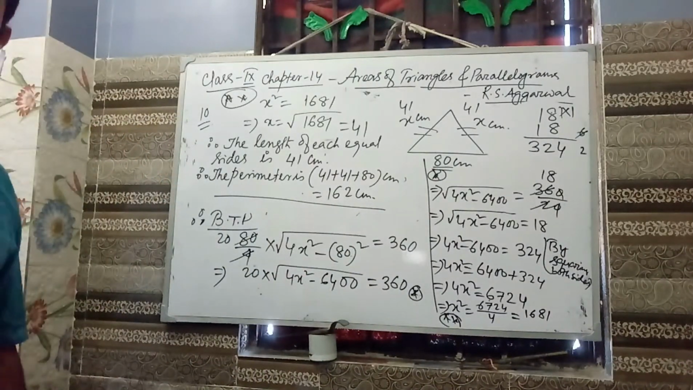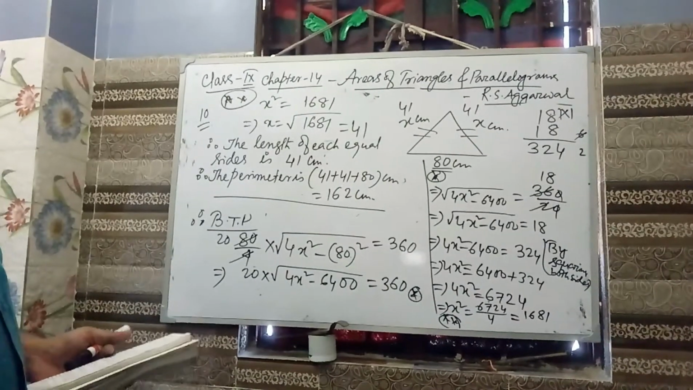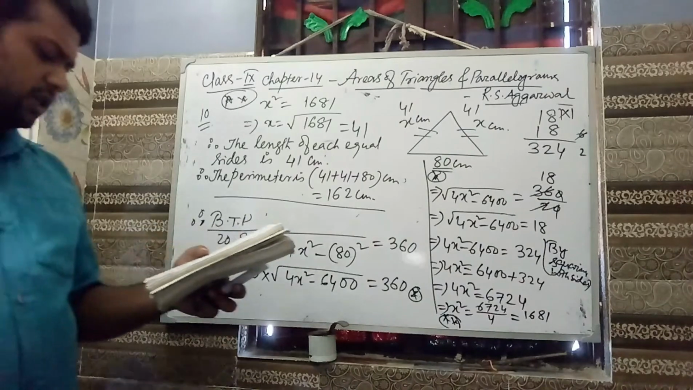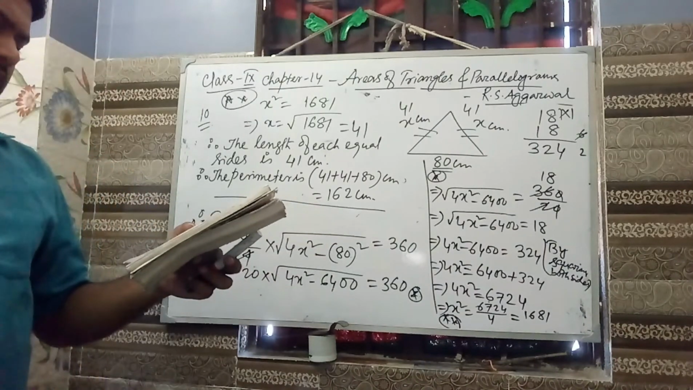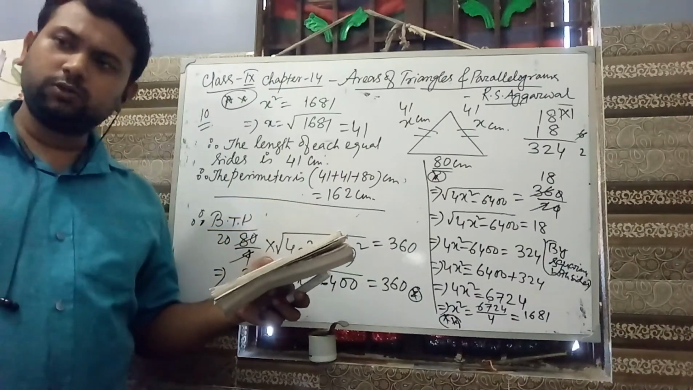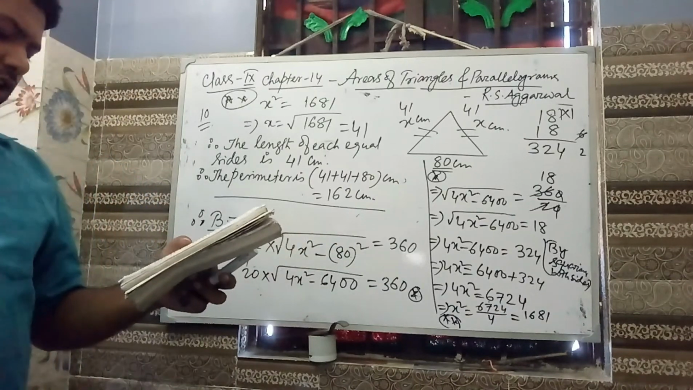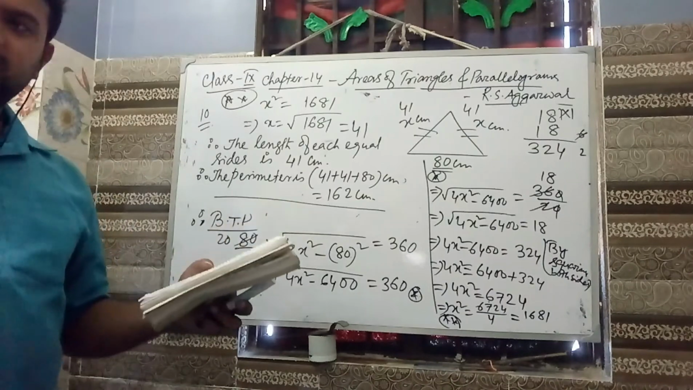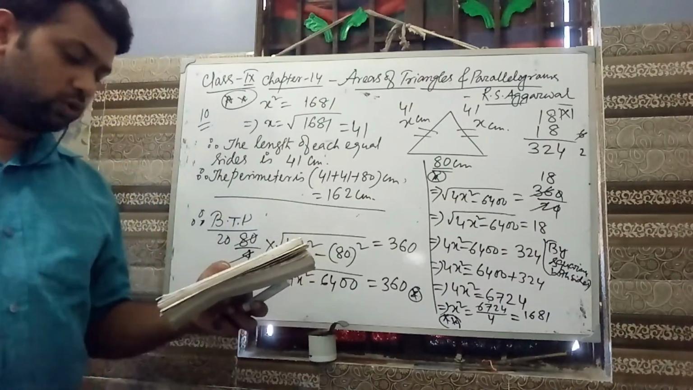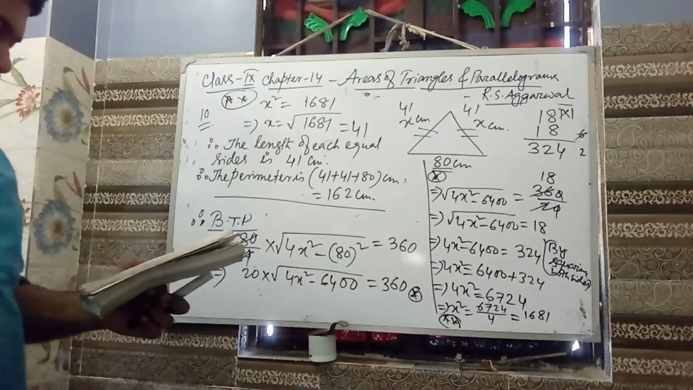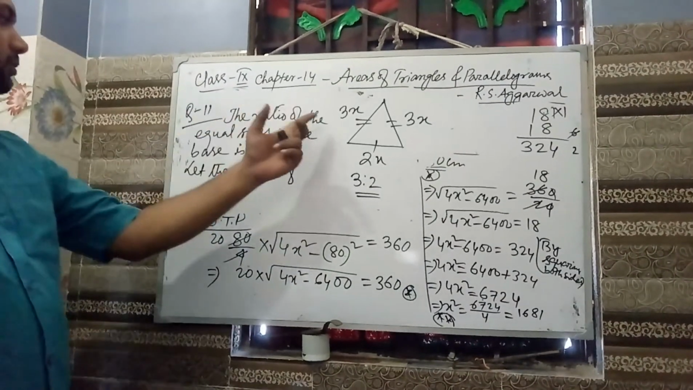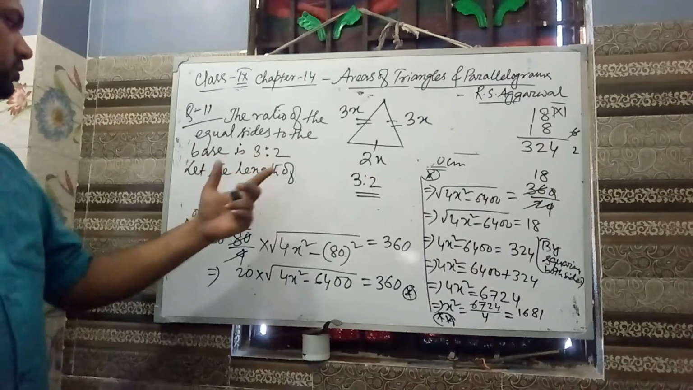Any doubt, anyone? In question number 11, what is given? The perimeter of an isosceles triangle is 32. The ratio of the equal sides to its base is 3:2. Clear? Ratio of the equal sides to the base is 3:2.